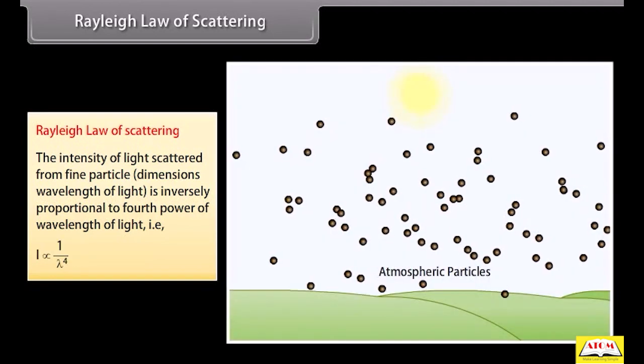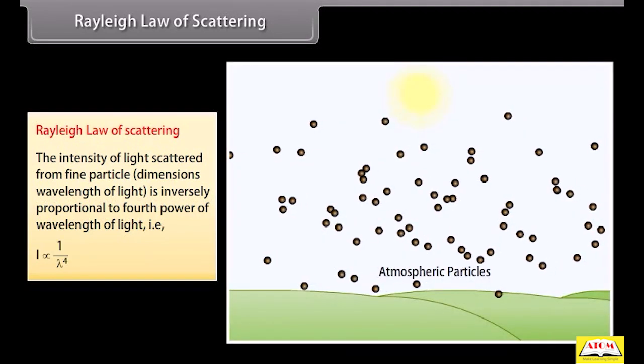Rayleigh law of scattering. The intensity of light scattered from fine particles, with dimensions smaller than the wavelength of light, is inversely proportional to the 4th power of the wavelength of light, that is why we see a blue sky most of the time.